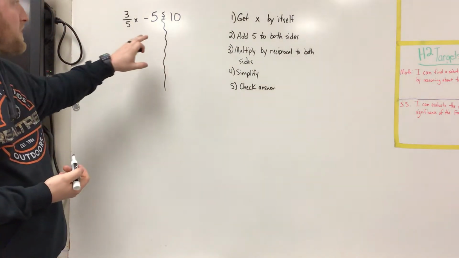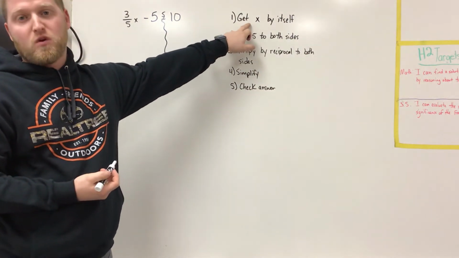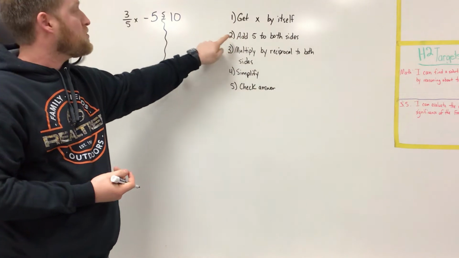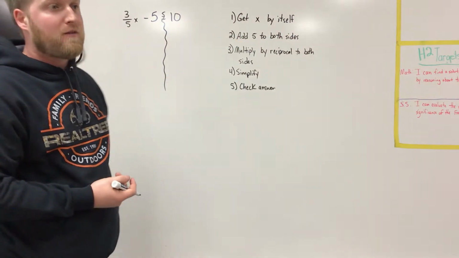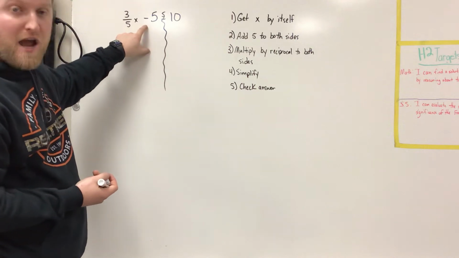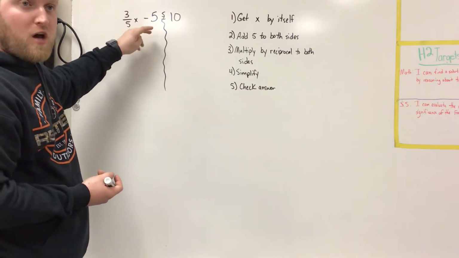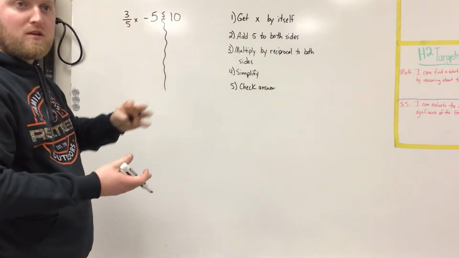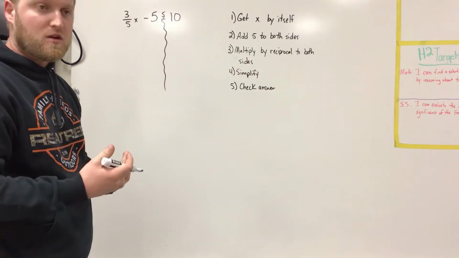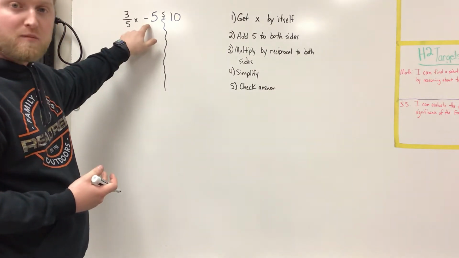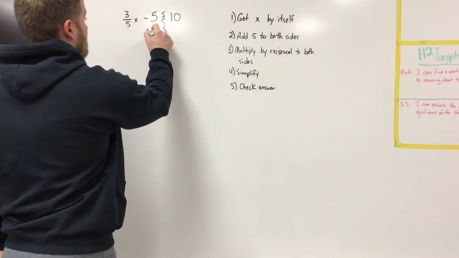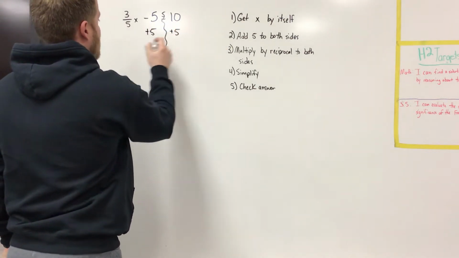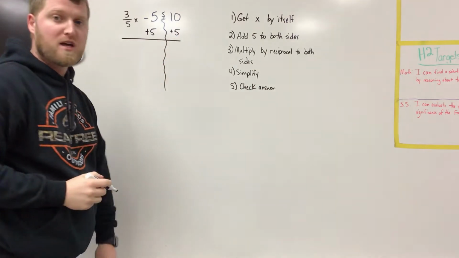So we got to get x by itself. In order to get x by itself, first step we're going to do is add 5 to both sides. The reason why I'm adding 5 is initially I'm subtracting 5. Well, when I'm solving equations, I got to do everything that's opposite or undo all that stuff, okay? So to undo subtraction, I'm going to add, in this case, add 5 to both sides.